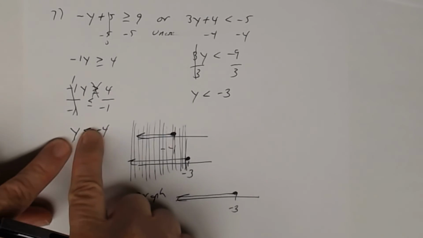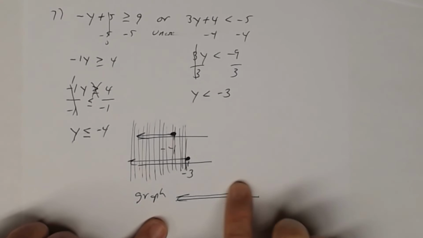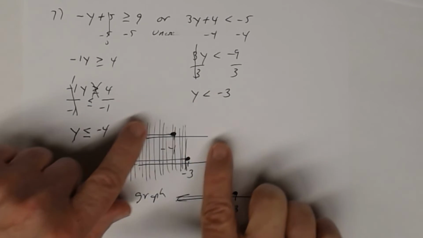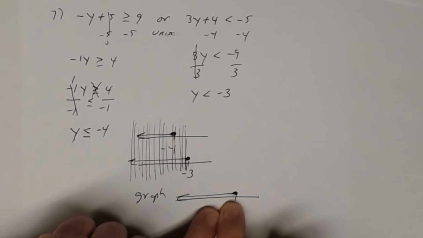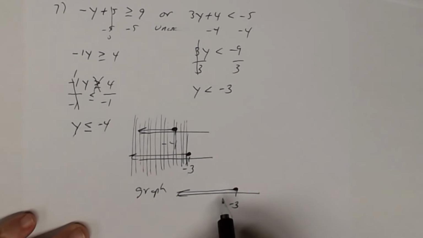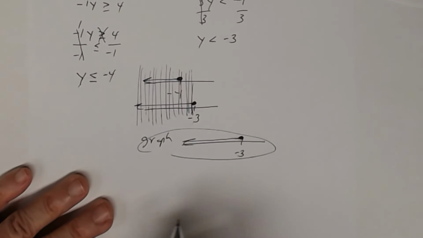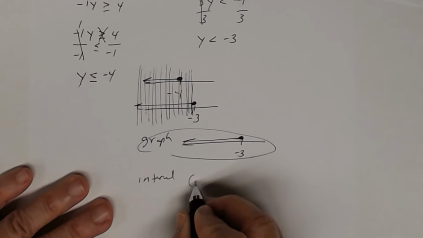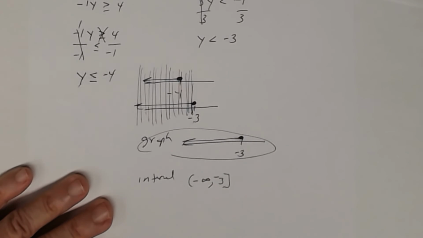So this or this, when put together, is really this. That's the point I'm trying to make. So this or this, when you look at it together, is this solution right here. Okay? So that's the way you have to write it, like this. So that is your graph. Not this, but this. And then your interval notation, you're going to say negative infinity all the way to negative 3 with a bracket. All right, and then finally number 8.